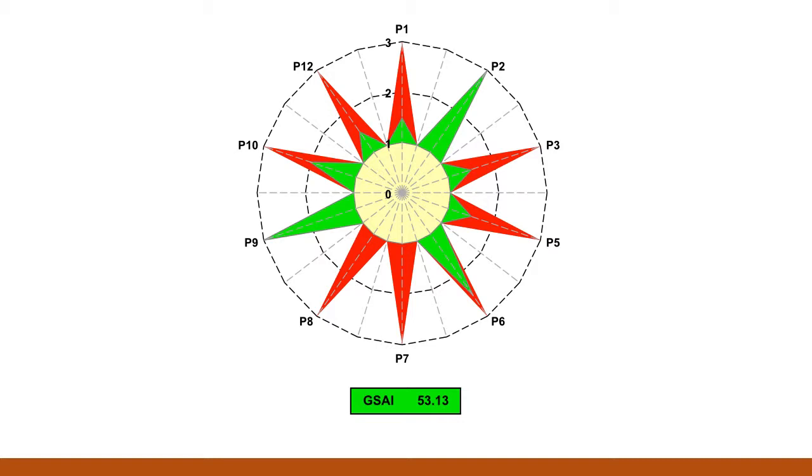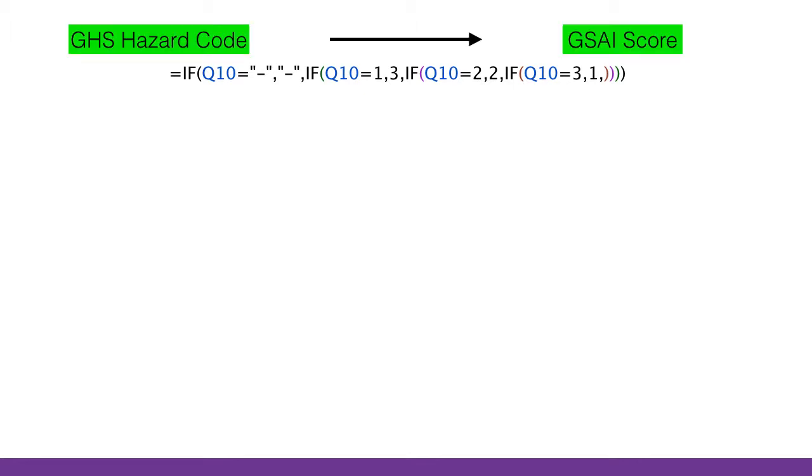While this benchmark is great as is, I've made some modifications so that it becomes more useful, and so I'm going to go over those right now. First thing I've done is automated it. It was a pain to follow all these tables and so forth, so now we have some Excel formulas that do that for you. So you put in the GHS hazard code score, and then you get the GSAI.